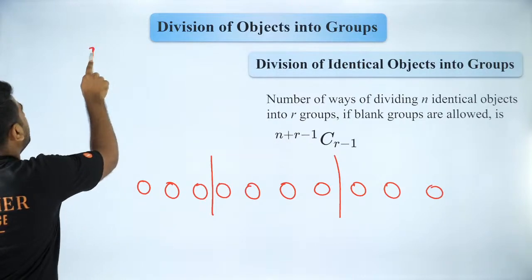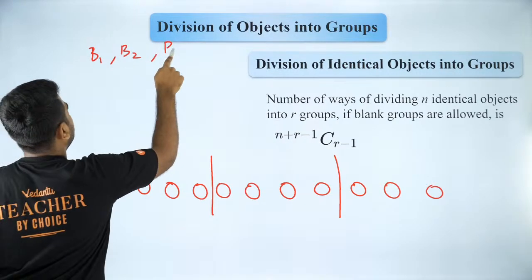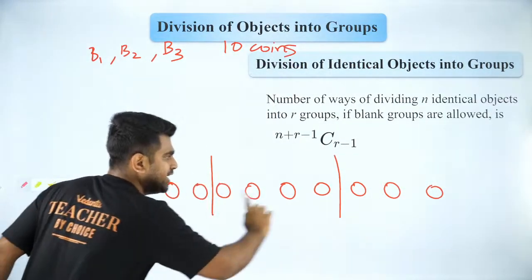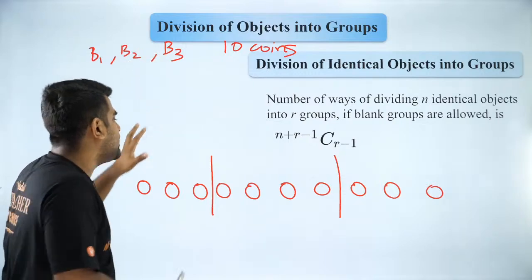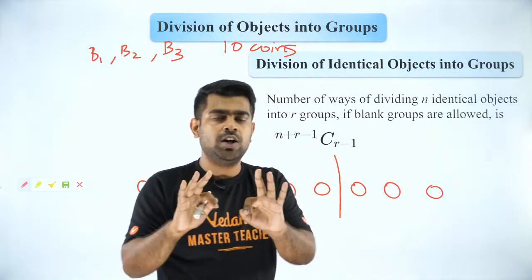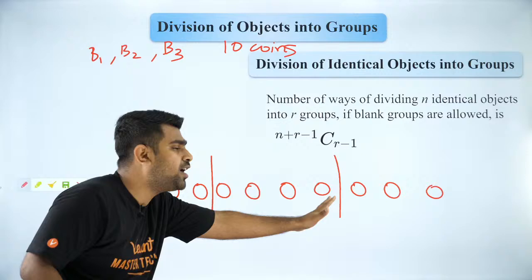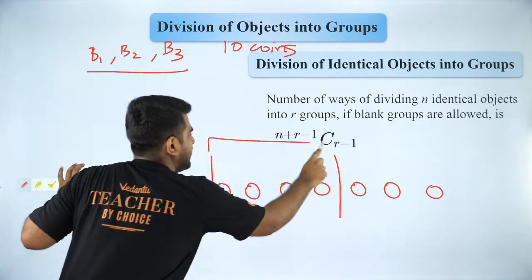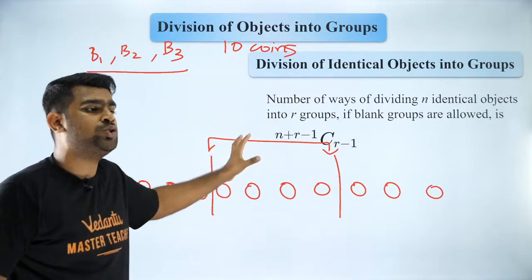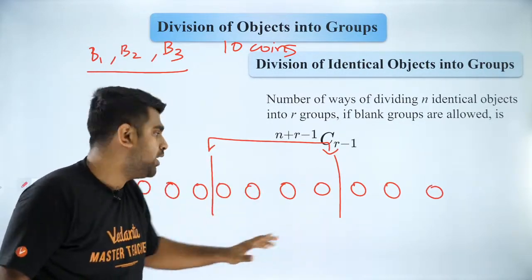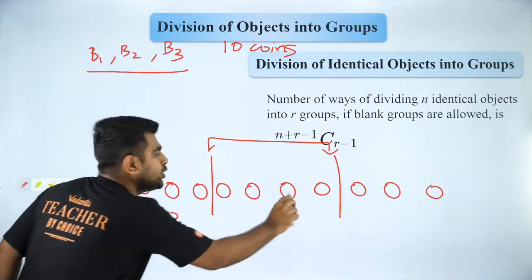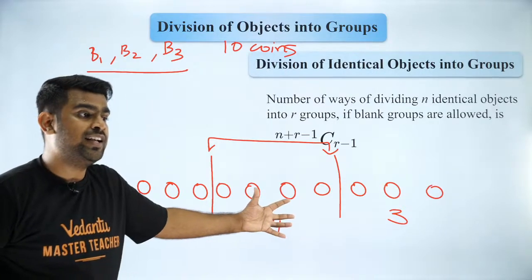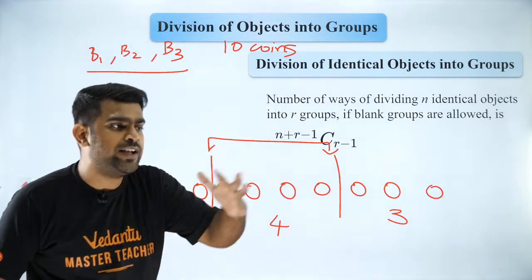So we have 3 beggars, B1, B2, B3. These are the 10 coins, and if I want to give them to 3 beggars, I need to create 3 divisions. I can create 3 divisions in this manner by keeping 2 sticks. So if I have 3 beggars, I need to keep 2 sticks. What do these 2 sticks mean? These 2 sticks mean beggar 1 gets 3 coins, beggar 2 gets 4 coins, and beggar 3 gets 3 coins. That is what this means. Very good, Aditya, you are right.